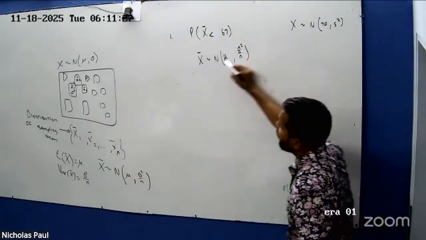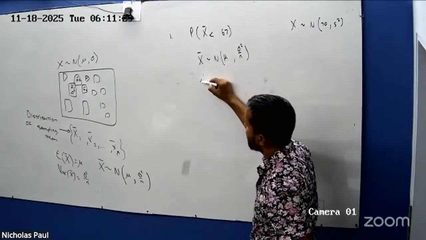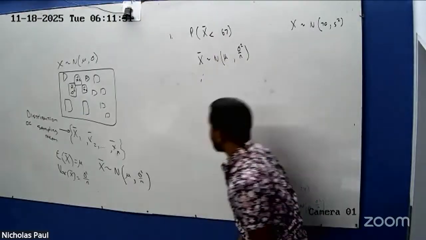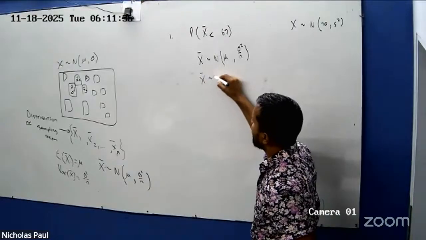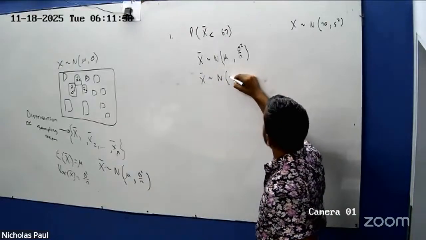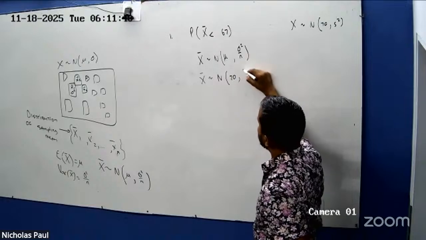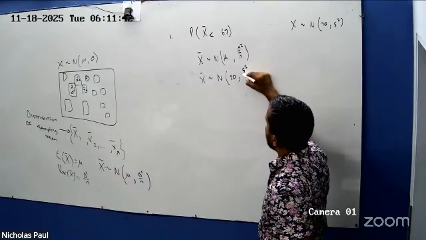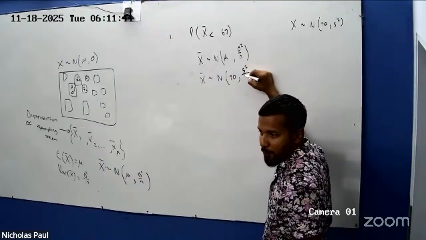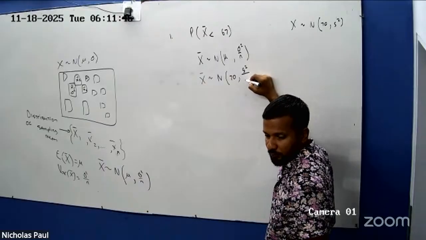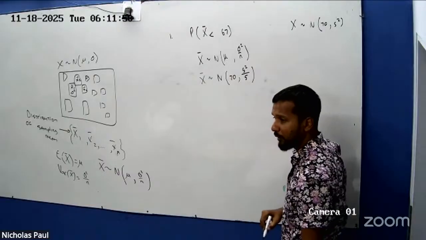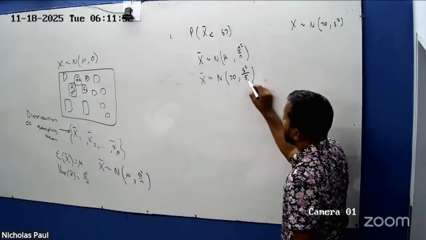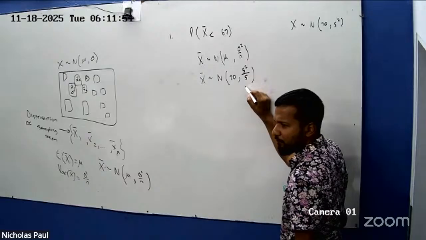So now the sampling distribution of the mean: X bar follows a normal distribution. The mean is still 70 and the variance is 5 squared over how many we took? 5. That's okay? We chose 5 people, we chose 5 females.